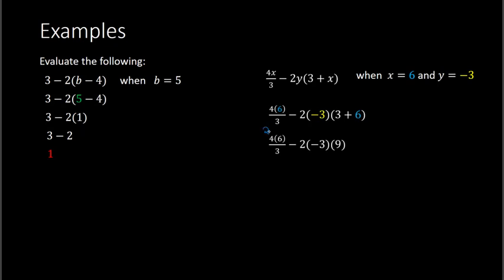So this is 24. And then here we have negative 2 times a negative 3 is a positive 6. Positive 6 times a positive 9 would be a positive 54. So I have 24 over 3 plus 54. And then I can divide 24 divided by 3, that gives me 8. And then I can add 8 plus 54 to get 62.